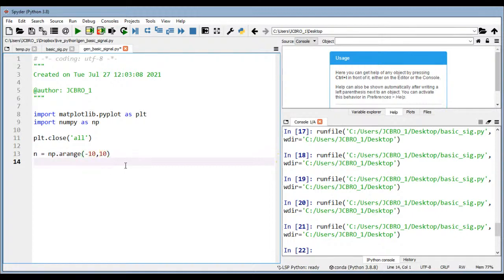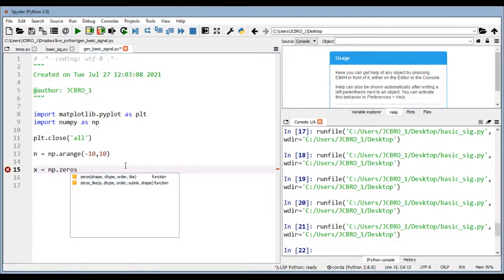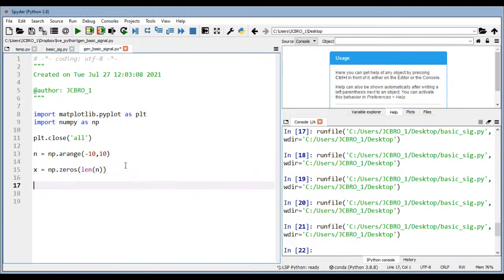Now we'll generate the values of x. We'll generate some zero values of x, like np.zeros of length of n, right? So x and n are generated.